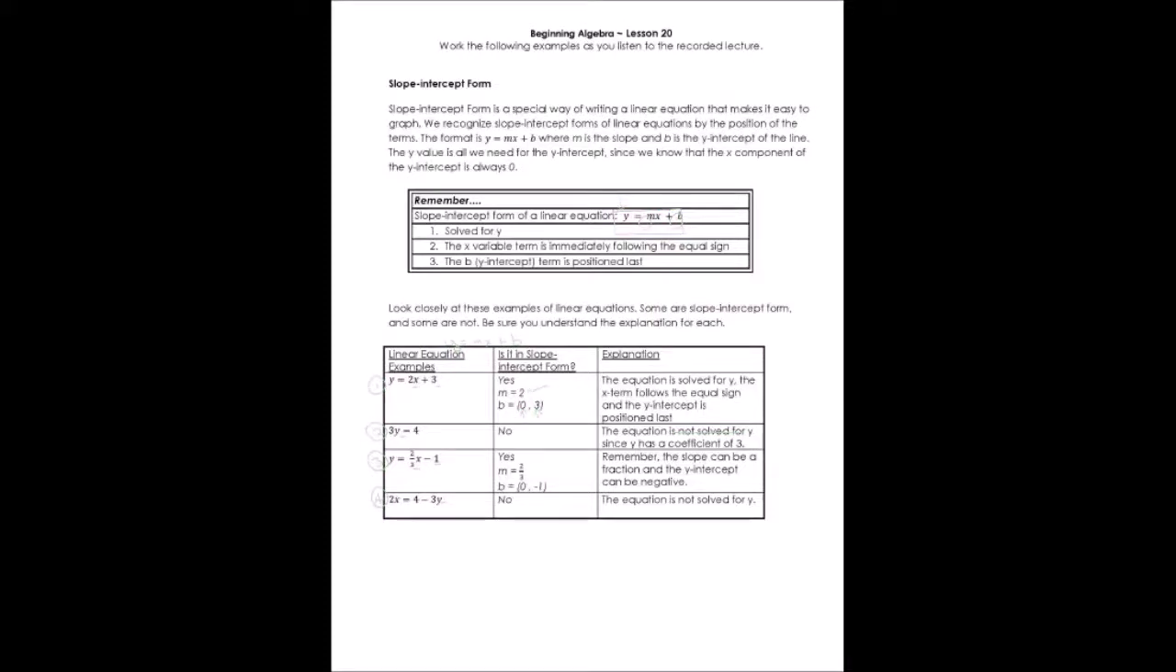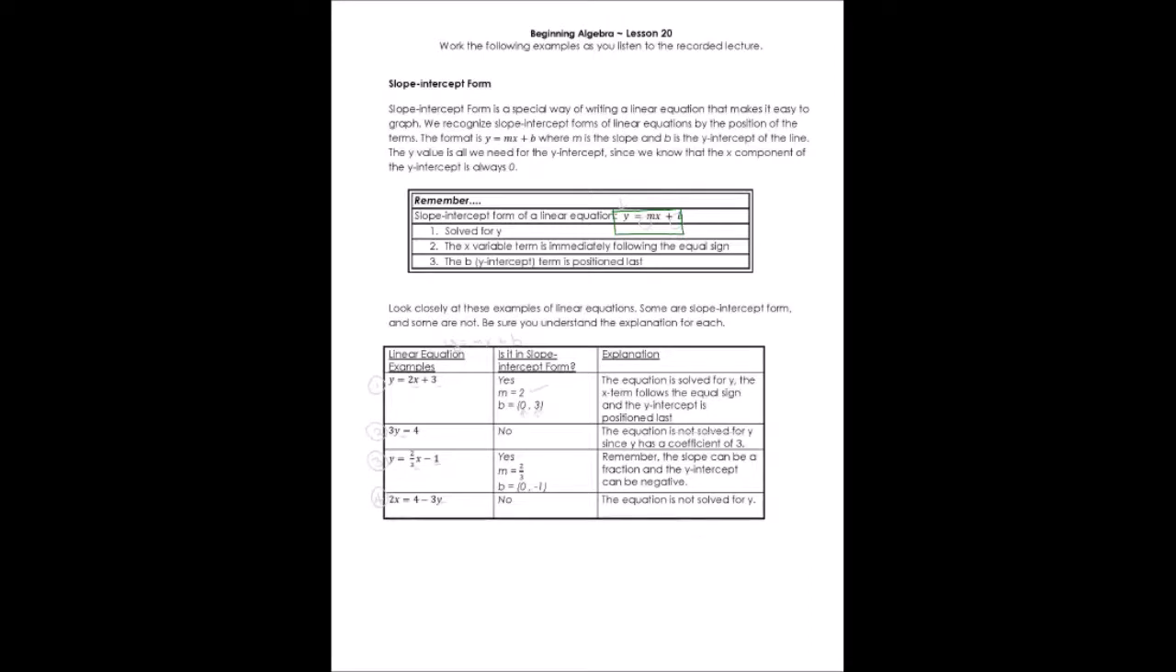Another thing we need to recognize about lines is when linear equations are written in slope-intercept form. The slope-intercept form of a linear equation is right here: y equals mx plus b. Really, this is just a simple format. We recognize slope-intercept form by the way the equation is written, the position that the terms are in.